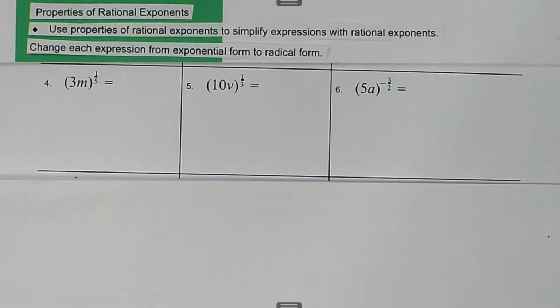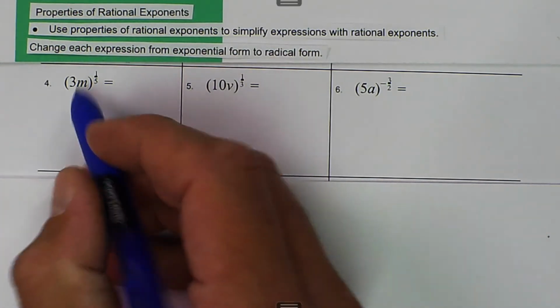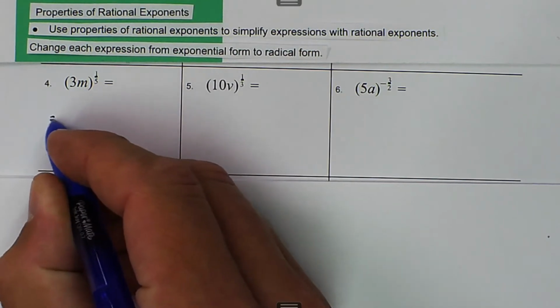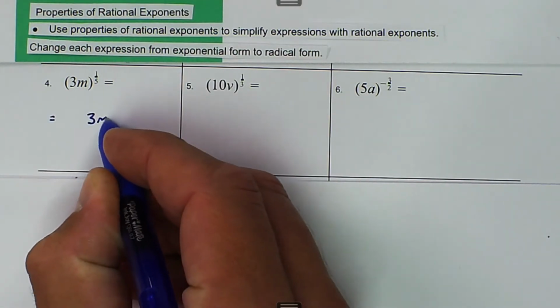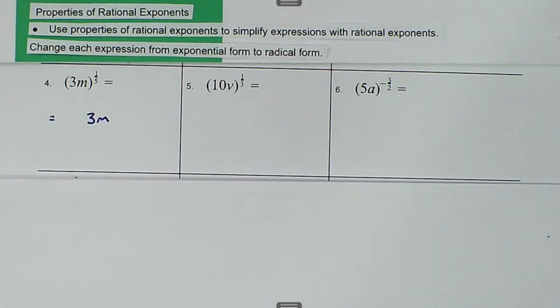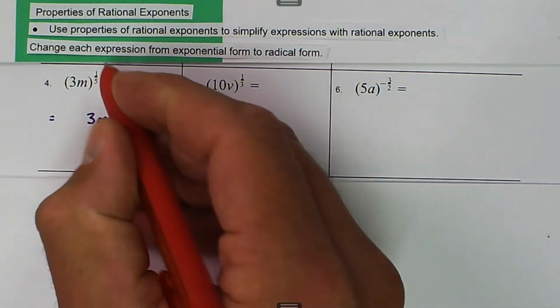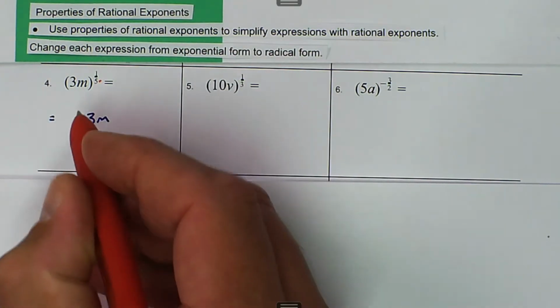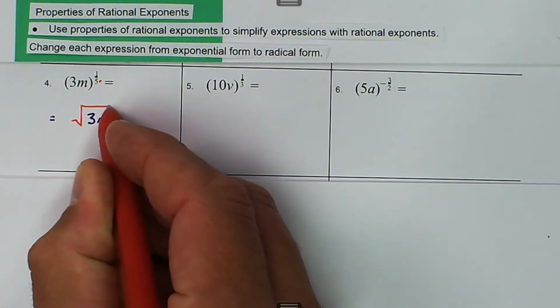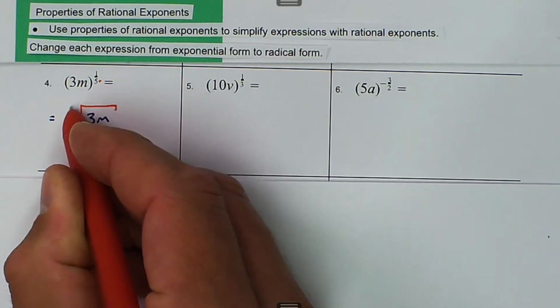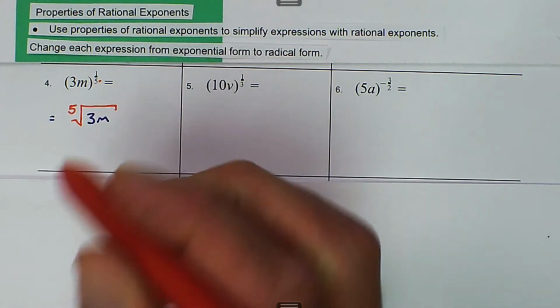We're talking about properties of rational exponents, and we want to use properties of rational exponents to simplify expressions with rational exponents. We want to change each expression from exponential form to radical form. So we need to keep our base the same. So we're still going to have 3m. And then anything that's in the denominator ends up going on the index of the radical. So we make the radical sign, and anything that's in the denominator is the index number on the radical.